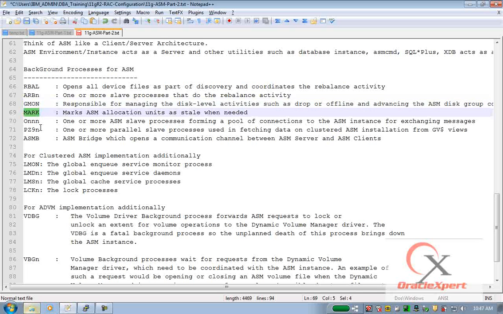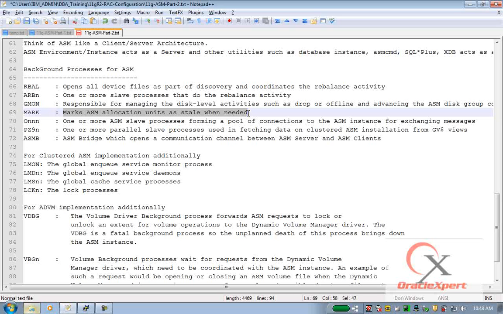Then there is a process called MARK. The job of MARK is to mark an ASM allocation unit as stale whenever needed. So some allocation units over a period may get stale, and the status is indicated by the MARK process. You would come to know what that allocation unit is only when we proceed to a disk group discussion, to understand how contents are striped and then stored onto an ASM disk group or within a failure group. That time it will be clear.